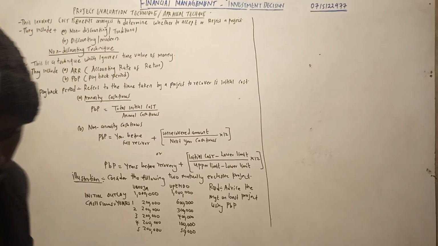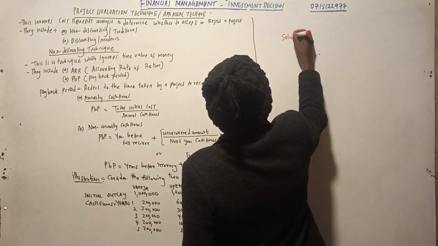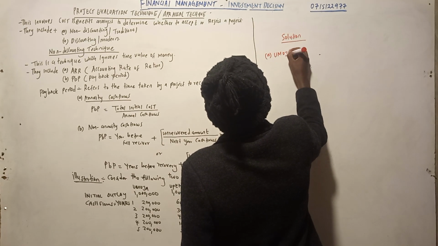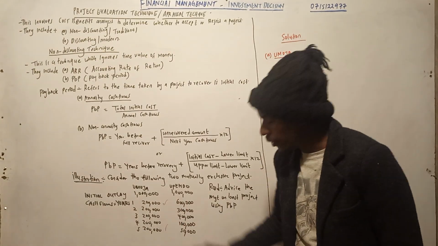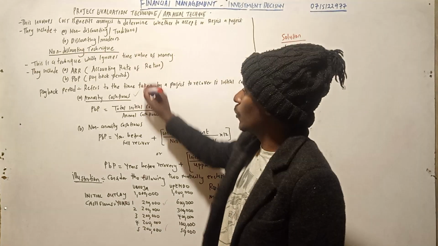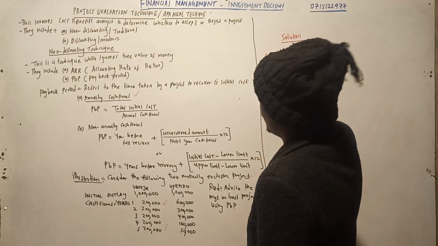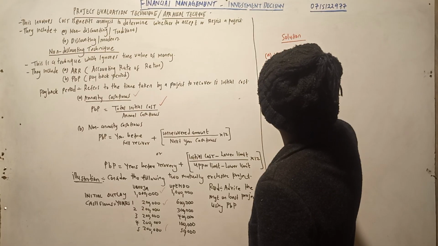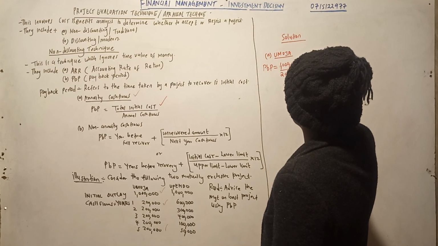So let us see the solution. Solution number 1, let us start with Umoja. Because the cash flows from year 1 to 5 are the same, 200,000, 200,000, 200,000, 200,000, the cash flow is an annuity. So the payback period in this case will be the total cost, the initial 1 million, divided by the cash flow, which is 200,000. So this one is 5 years.